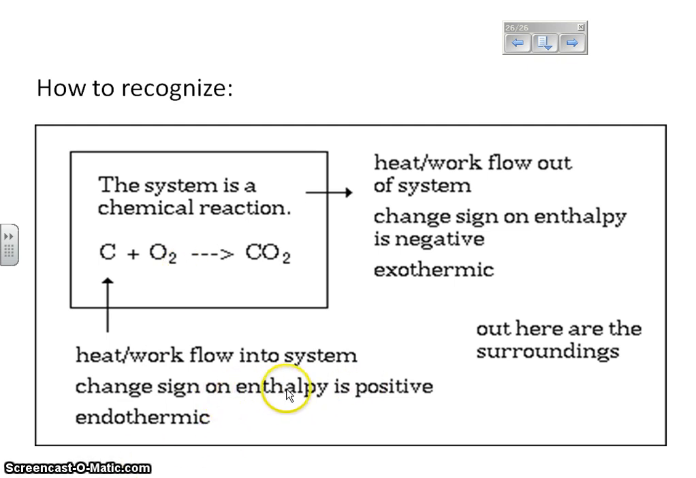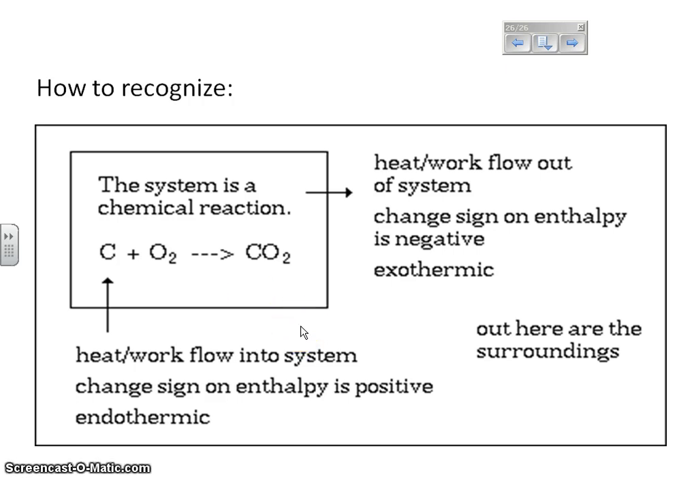Now remember, enthalpy is the change of heat. Out here are the surroundings. All of this out here is the surroundings. The chemical reaction is taking place inside this box. If heat or energy flows out of the system to the surroundings, it is an exothermic reaction, and the sign in the formula would be negative. If heat or flow is going into the reaction, meaning it absorbs it, then it is a positive enthalpy change, and therefore it is an endothermic reaction.